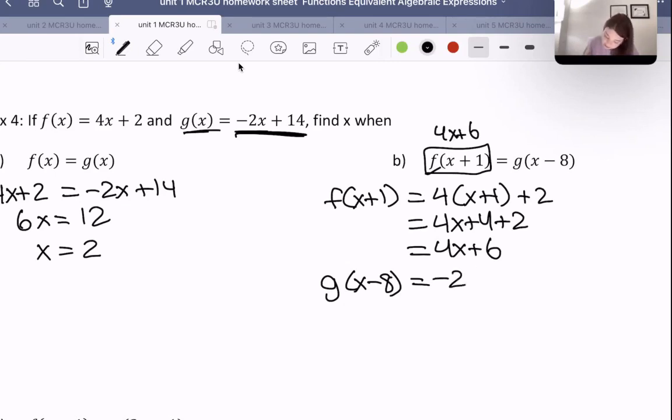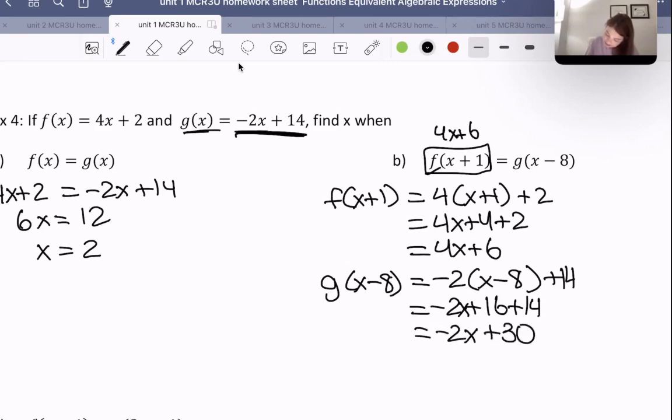So negative 2 times x minus 8 plus 14. So that's negative 2x plus 16 plus 14. That's negative 2x plus 30. So this is negative 2x plus 30.